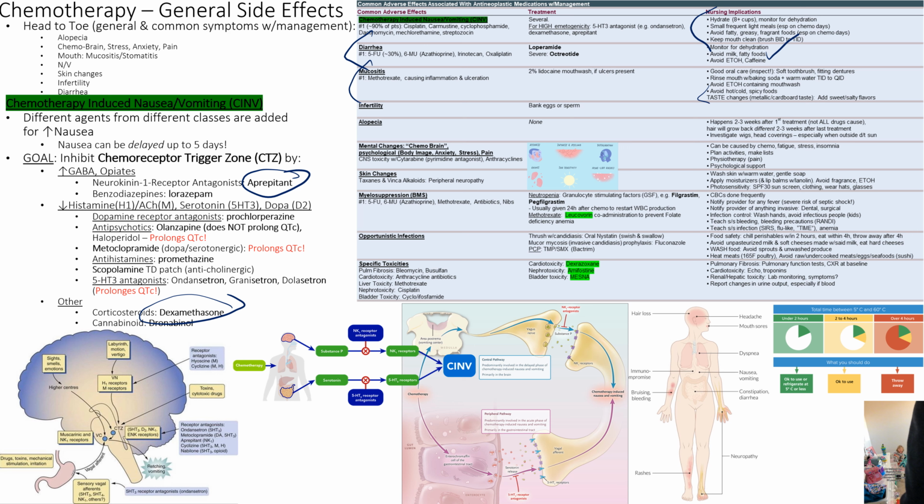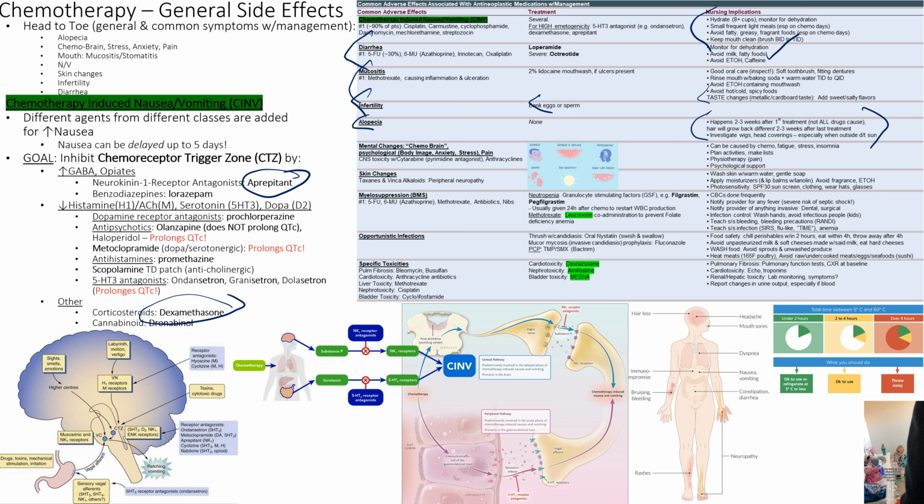And infertility, we mentioned they can bank their eggs or sperm. Alopecia, there's no real medications we can give, but we can let them know that it will grow back. After chemo is done, it'll grow back different, but it will grow back. And what else on that? It can be a sensitive scalp, so they can make sure they're wearing hats and such.